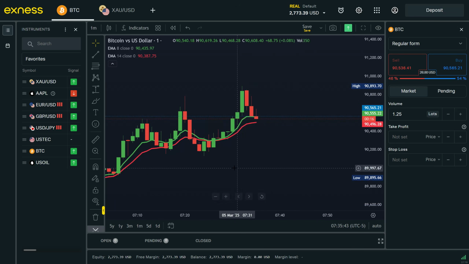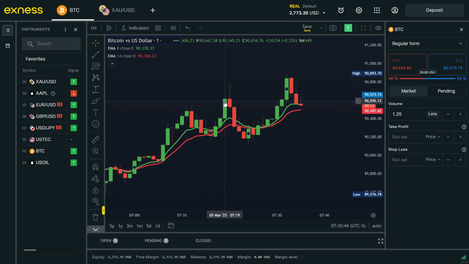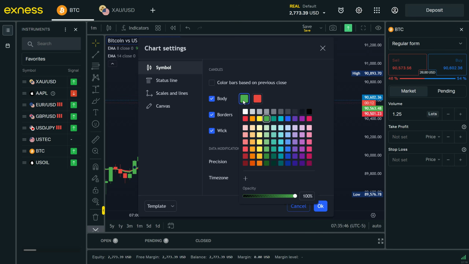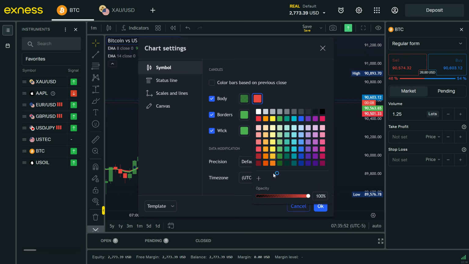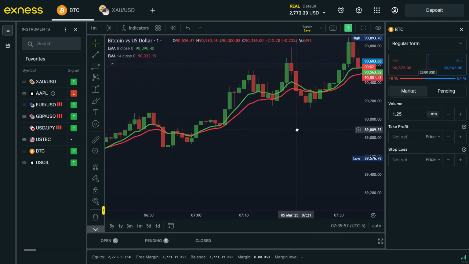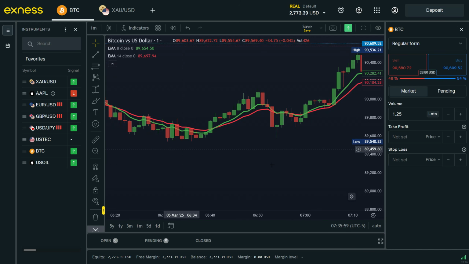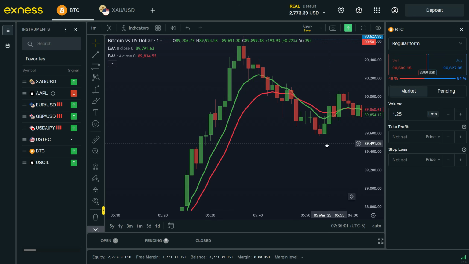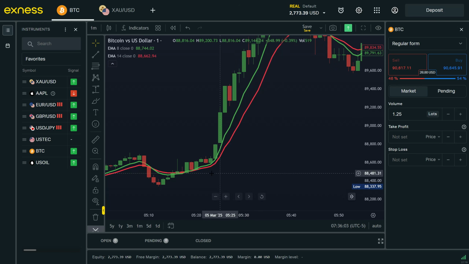Right now, the candlesticks might be a bit too bold, making it harder to focus on the EMAs. By lowering the opacity, we can make them slightly transparent, allowing the EMAs to be more visible while still keeping an eye on price action. This small adjustment will help us see through the candles more easily, making it simpler to track the movements of our EMAs and spot key trading signals.